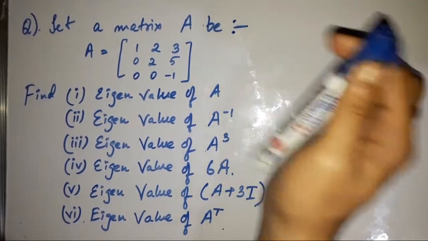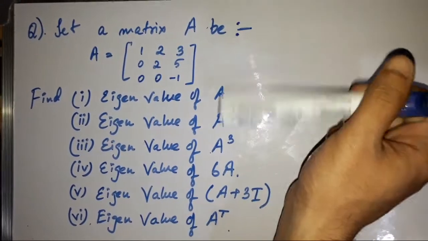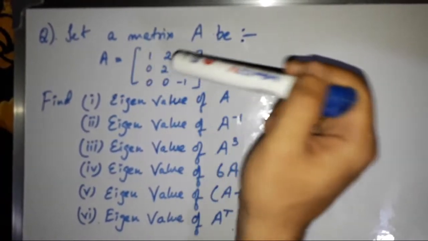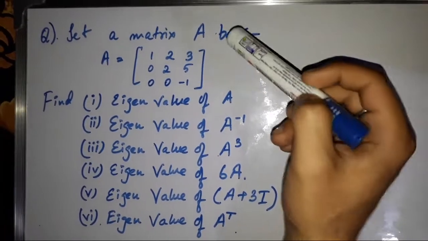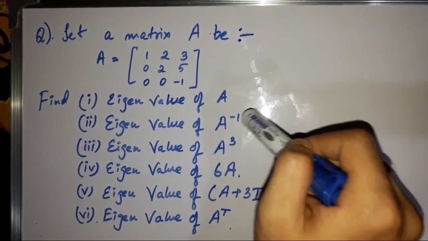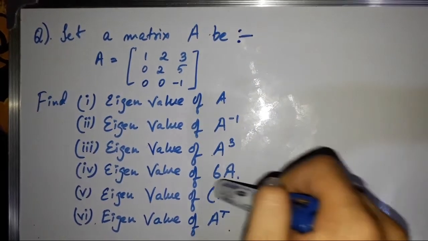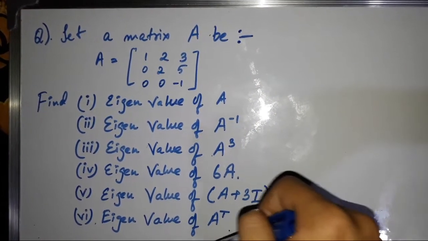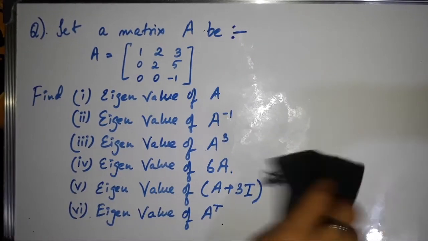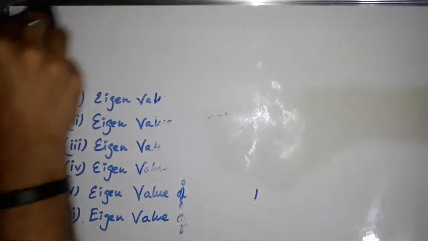Hello everyone. We have been given a matrix A, that is [1 2 3; 0 2 5; 0 0 -1]. We have to find the eigenvalues of A inverse, A cube, 6A, A plus 3I, and last but not the least, A transpose. So the solution, we are going to find out for all the given options.